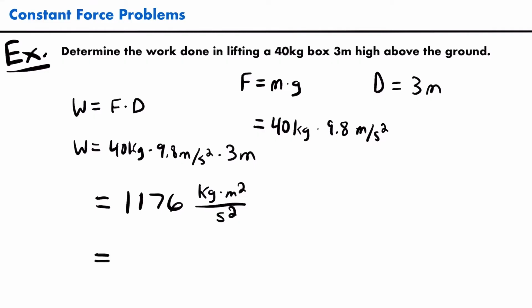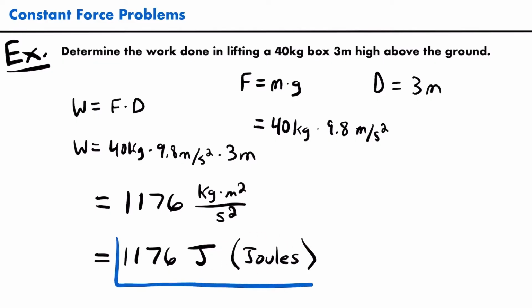And so this will be equal to 1,176 joules, and a joule is the unit of work for the metric system. It could also be expressed as Newton meters, because a Newton is kilogram meters per second squared, and if you multiply it by another meter, then you have Newton meters. But generally you don't need to know that for these problems, just know that the work unit for the metric system, when you have kilograms times meters squared divided by seconds squared, is a joule.